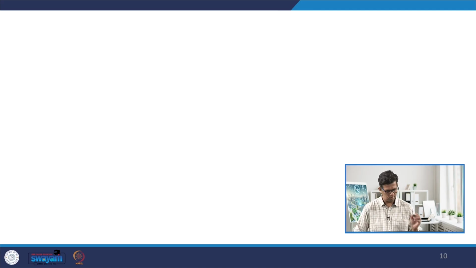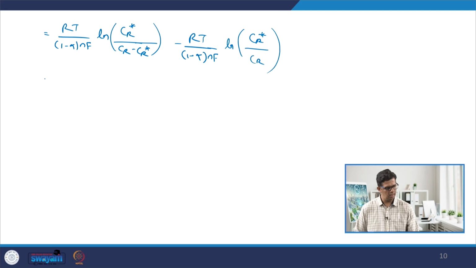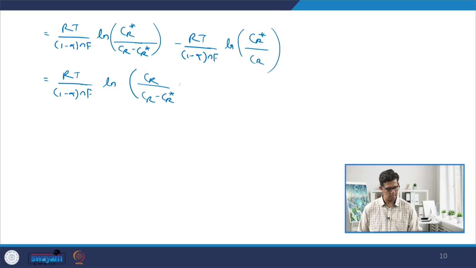So let us move on to the next slide. Let us substitute for eta activation star and eta activation. So it is RT by 1 minus alpha NF ln of CR star by CR minus CR star, minus RT by 1 minus alpha NF ln of CR star by CR. Let us simplify. So it is RT by 1 minus alpha NF ln of CR by CR minus CR star, right.